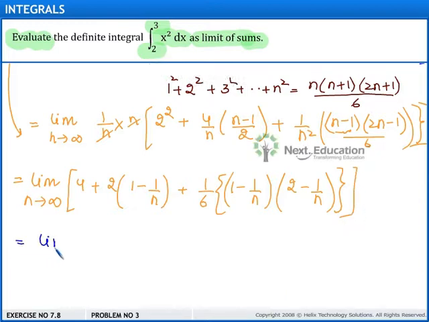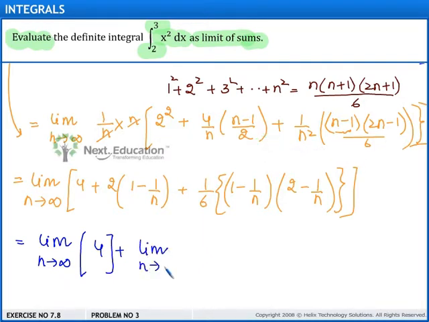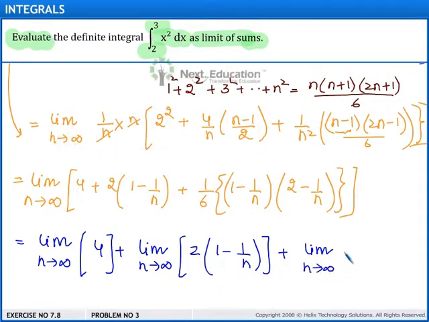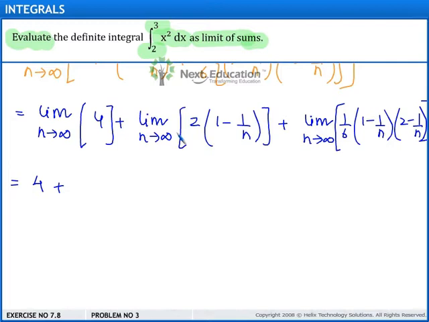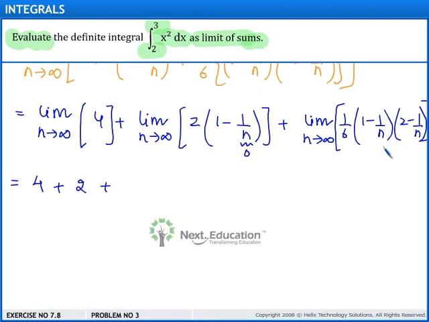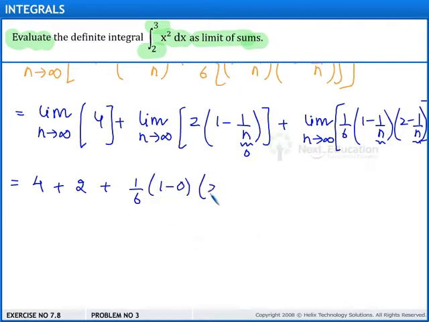And this is equal to limit as n approaches infinity 4 plus limit as n approaches infinity 2 into (1 minus 1 upon n) plus limit as n approaches infinity 1 upon 6 into (1 minus 1 upon n) into (2 minus 1 upon n), and this is equal to 4 plus, this term becomes 0, so we have 2 into (1 minus 0), this gives 2, plus from here this term is 0 and this term is 0, so we have 1 upon 6 into (1 minus 0) into (2 minus 0).